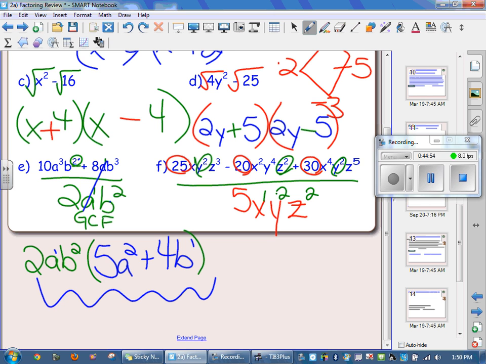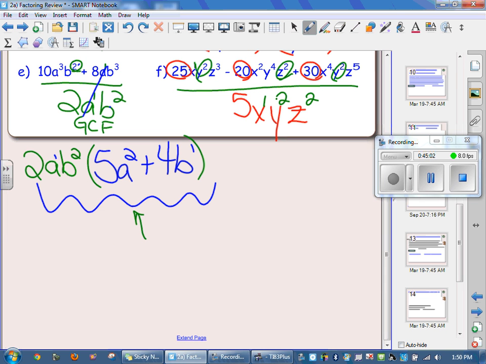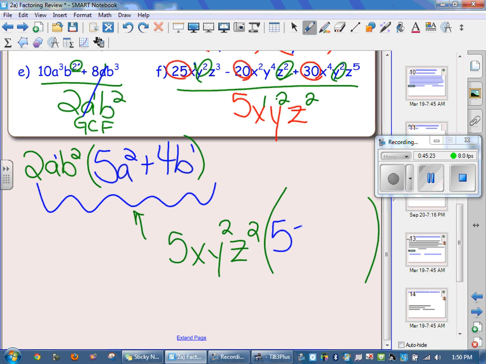On the inside, we're going to get 25 divided by 5 gives us a 5. Subtract your exponents. Well, x1 and x1 are going to disappear. y2 and y2 disappear. Then I've got a z exponent 3 subtracting a z exponent 2 to give me a z exponent 1 left over. I look at the middle term. A negative 20 divided by a positive 5 is going to give me a negative 4. And now I look at my x's. x2 subtracting x1 gives me an x1 left over. y4 subtracting y2 gives me a y2 left over. And I have no z's left over, they're going to cancel.